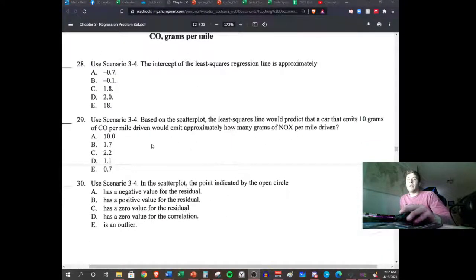And then, can we answer 29? Okay, yeah, what would happen? So this is what we're going to get to soon using predictors. So I'm not going to go over 29 yet.